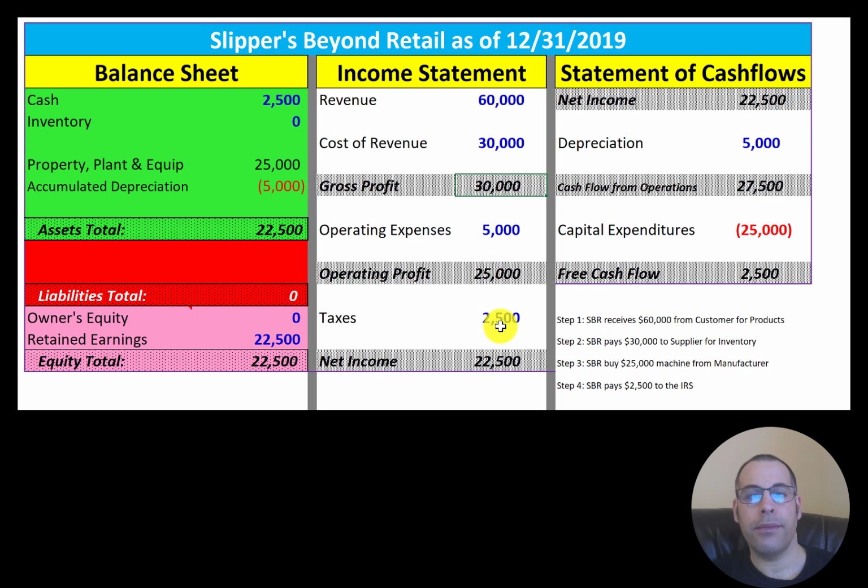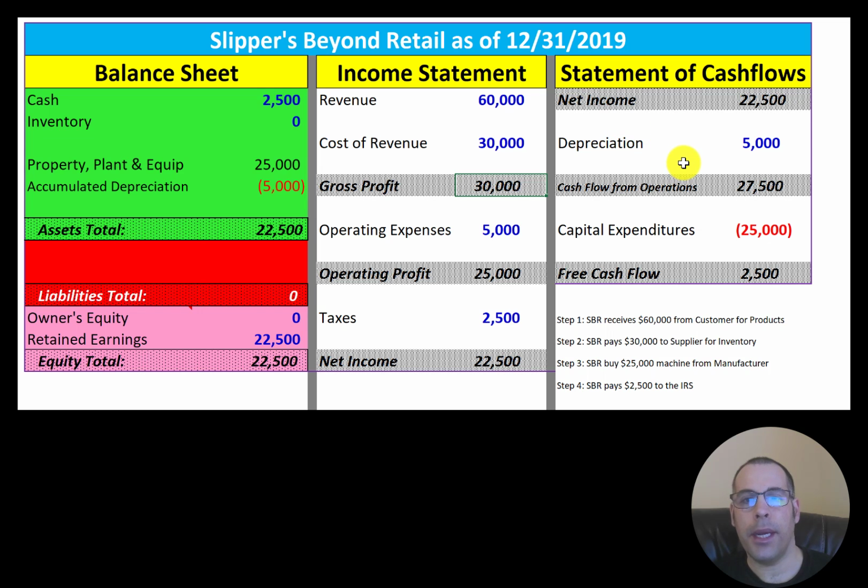We have to pay taxes of $2,500. So our net income is $22,500. Net income is also referred to as the profit or loss. But remember, this is accounting profit or loss. It's not actual cash. To figure out how much cash we generated, we look at the statement of cash flows.